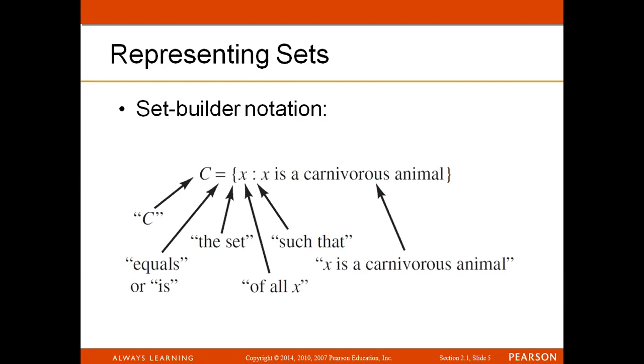So the set brackets tell us we're looking at a set. X such that x is a way of describing each individual in the set. And then the sentence tells us what the description of each element is. C is a capital letter because by convention, we use capital letters to represent sets.